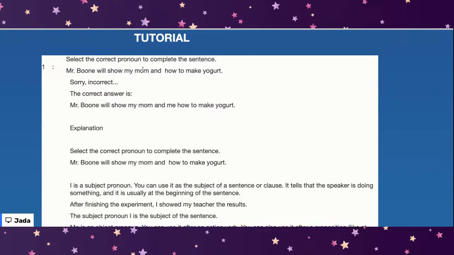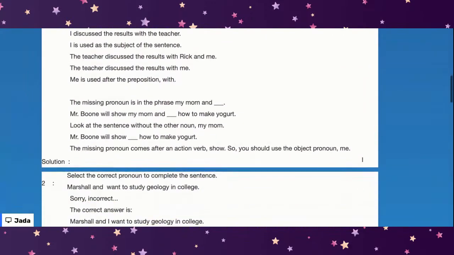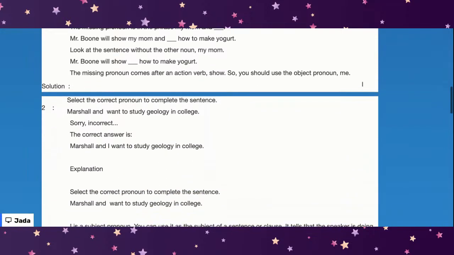So moving on. Mr. Bond will show my mother and blank how to make yogurt. So is it going to be Mr. Bond will show my mother and me how to make yogurt, or what will be the right answer? So the right answer will be me, okay? Because the action verb there is show, and it tells us that me comes after the action verb show.